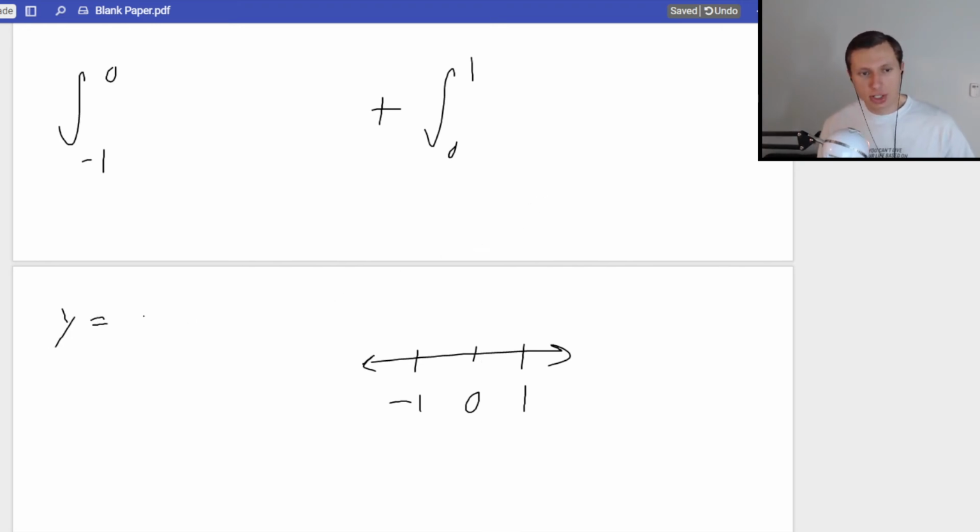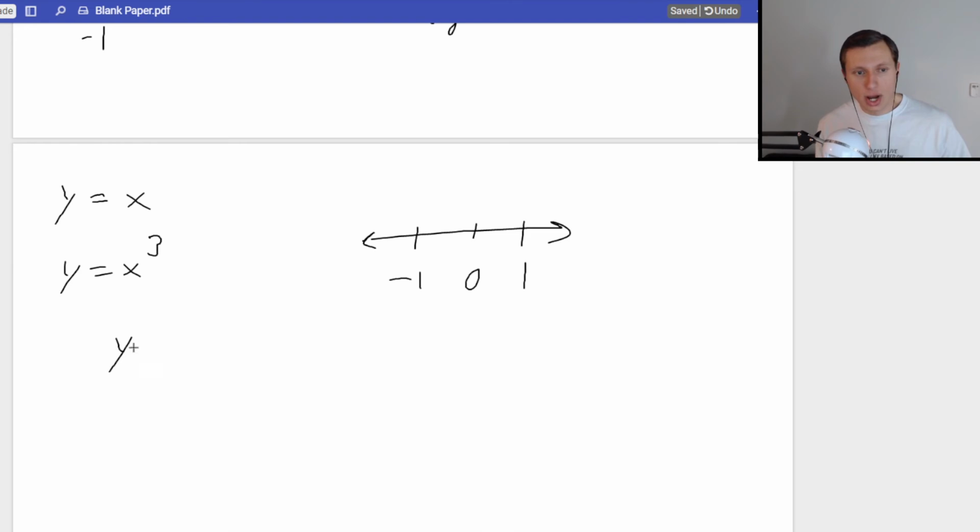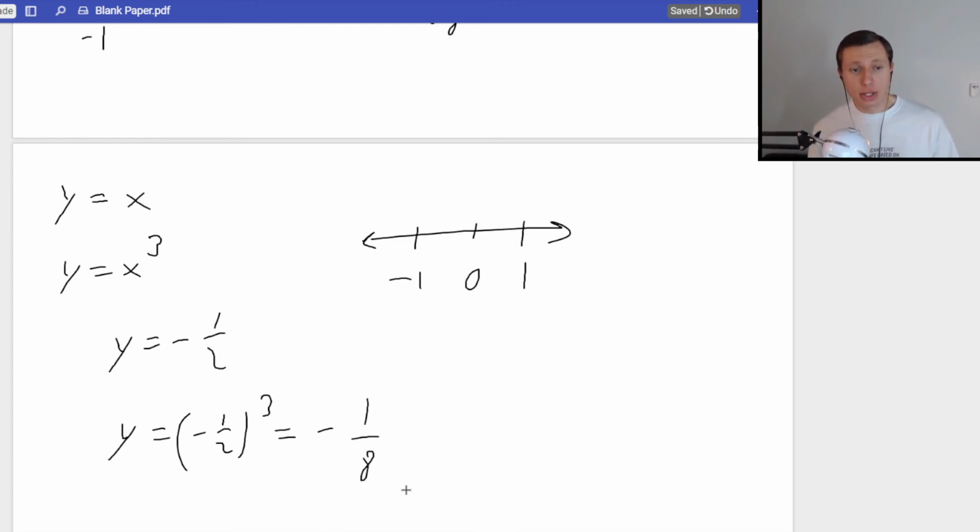So we have the two functions y equals x and y equals x cubed. This is not easy, but first I would plug in a number like -1/2. So y equals -1/2 and y equals -1/2 quantity cubed, which is actually -1/8. Now here's the thing. -1/2 is a bigger fraction than -1/8, which means since it's a bigger negative fraction, -1/8 is a more positive number.